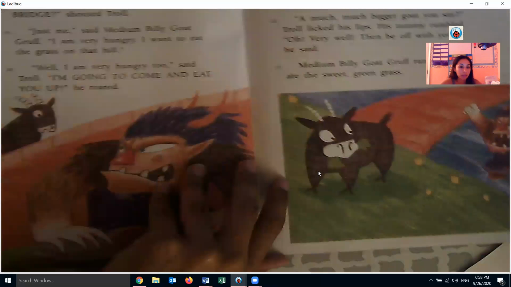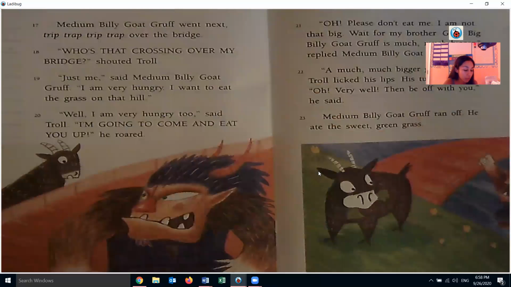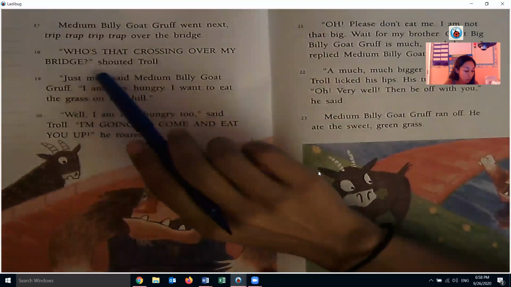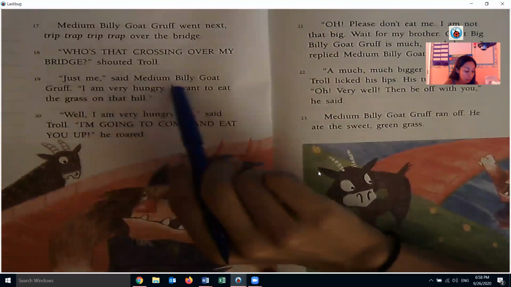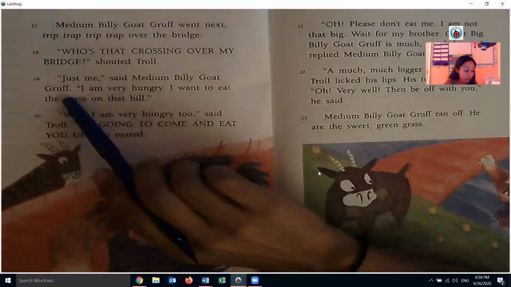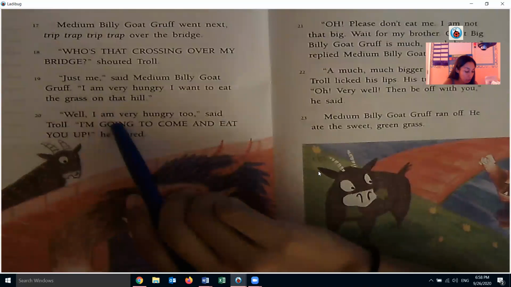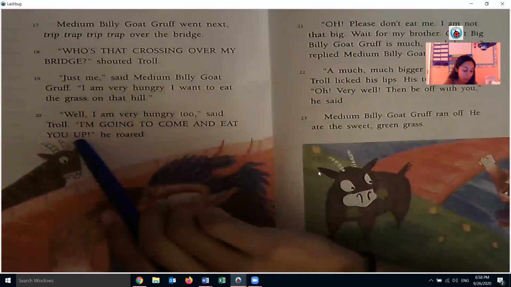Medium Billy Goat Gruff went next. Trip, trap, over the bridge. "Who's that crossing over my bridge?" shouted Troll. "Just me," said medium Billy Goat Gruff. "I'm very hungry. I want to eat the grass on that hill." "Well, I am very hungry too," said Troll. "I'm going to come and eat you up," he roared.